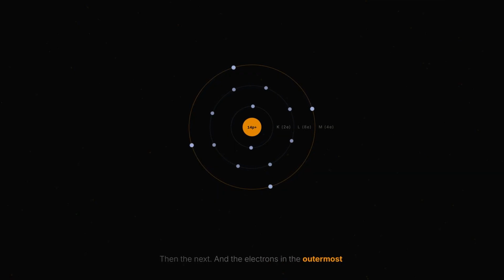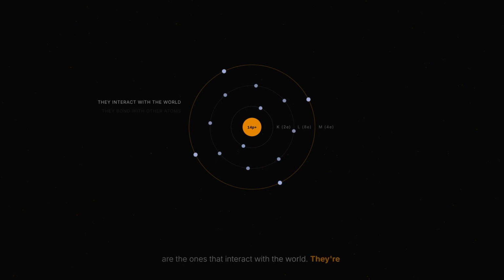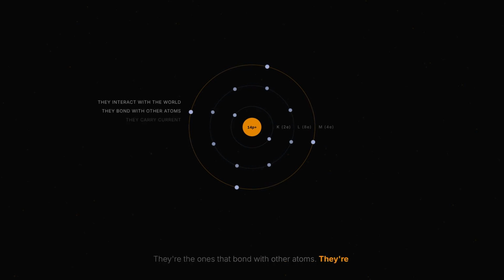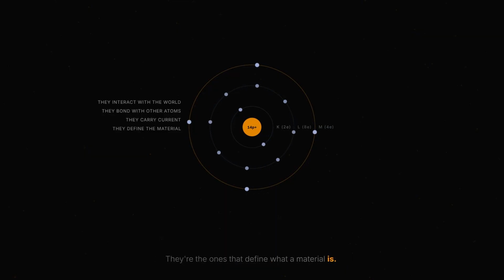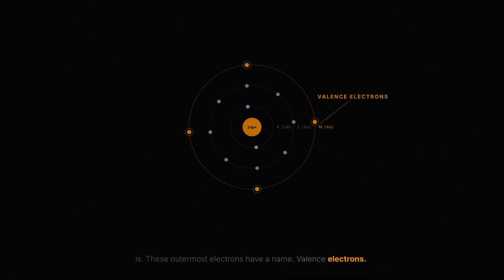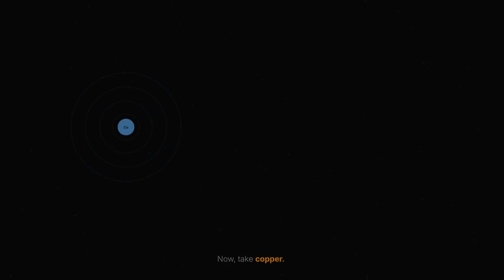And the electrons in the outermost shell, the ones furthest from the nucleus, are the ones that interact with the world. They're the ones that bond with other atoms. They're the ones that carry current. They're the ones that define what a material is. These outermost electrons have a name. Valence electrons.